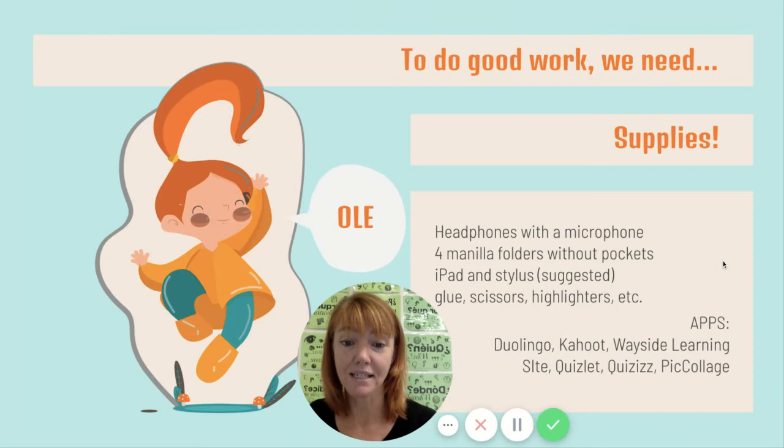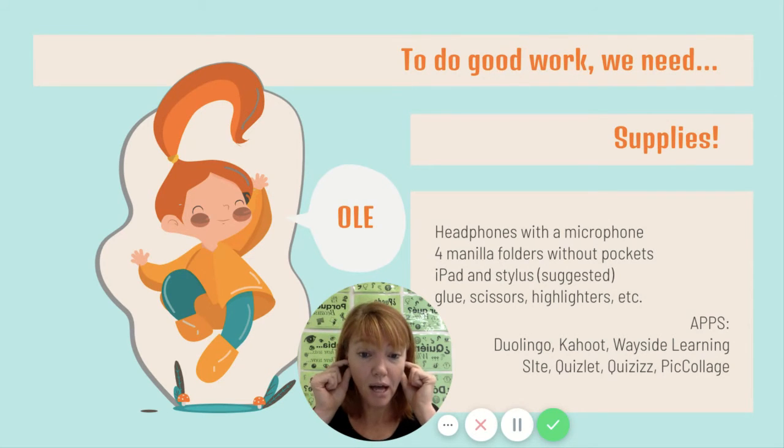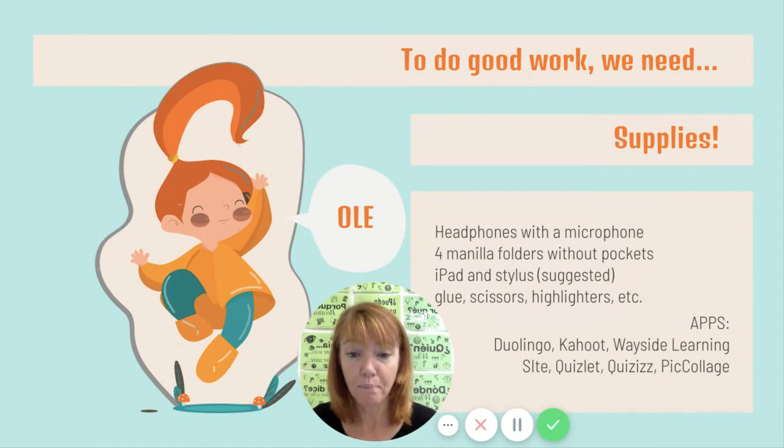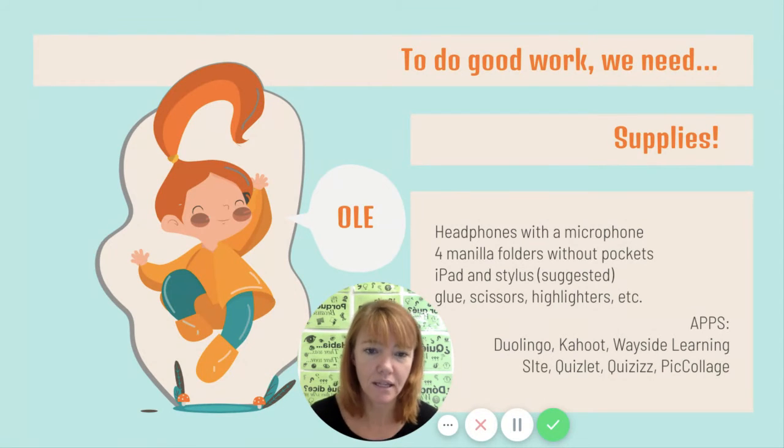What do you need for class? To do good work, we need supplies. We do lots of fun things and interactive things and hands-on things in class. So you need headphones with a microphone. That can be the kind that the AirPods, it can also be earbuds or any other earbuds that you want to use that work with your iPad. You need 4 plain manila folders without pockets. Just regular file folders that open up and close. They don't have to have prongs in them. They don't need a pocket or anything.